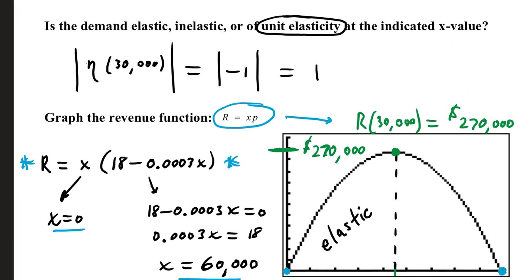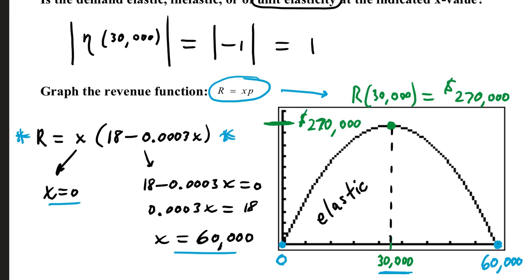Graphically, we have found the point at the top of the hill. Graph the revenue function, which is x times p. And again, in this video, I don't distribute the x like I did in the other. X equals 0, that's your starting value. 18 minus 0.0003x is equal to 0 when x is 60,000. That's your ending number. The start and the end will help you decide on which graph to use on WebAssign because it is multiple choice.